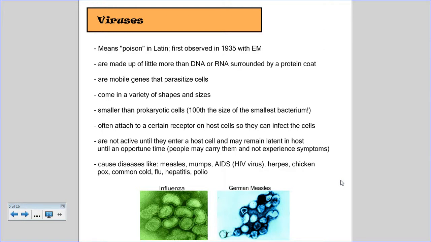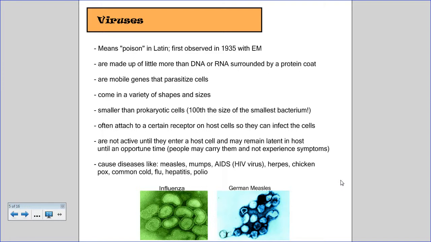They cause diseases like the measles, the mumps, AIDS. AIDS is the disease. HIV is the virus that causes AIDS. Okay? So you gotta keep those two straight. AIDS is the actual illness. HIV is the cause. It's the name of the virus.